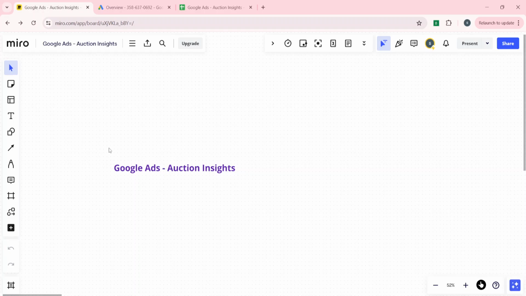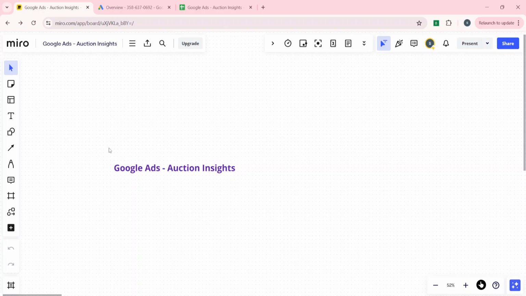Hi, in this lesson, we will see what auction insights is. By now, you should have understood that ads on the search engine results page appear only after we win in the auction, right? So this auction insights tells us what is happening in the auction.